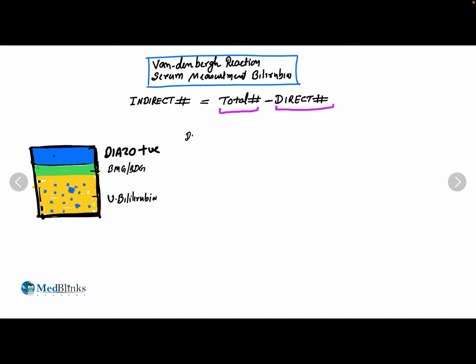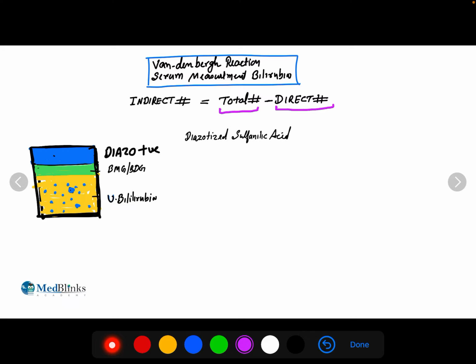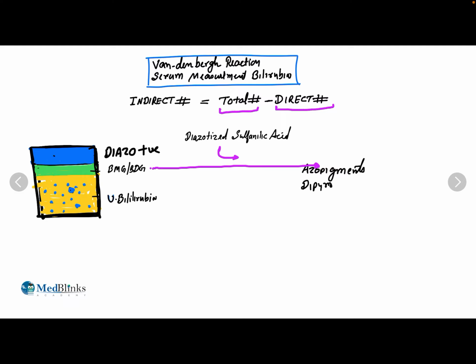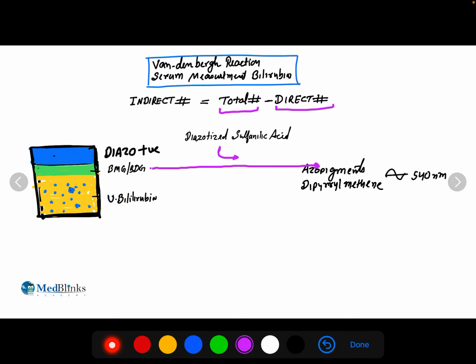Now what happens? We add a chemical called diazotized sulfanilic acid. When we add this chemical to serum, the direct fraction or direct bilirubin, that is bilirubin mono- and diglucuronide, gets converted into what are called azopigments. These are azopigments, which are dipyrryl methane, and they absorb light at the wavelength of 540 nanometers. With a photometric technique, we can actually measure the amount of the direct fraction of bilirubin.